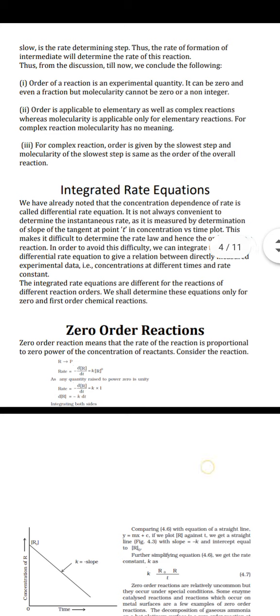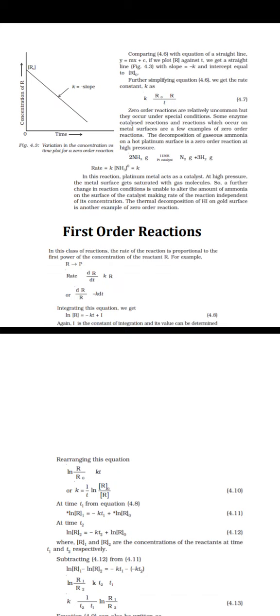Zero order reaction. A zero order reaction means that the rate of a reaction is proportional to zero power of the concentration of reactant. First order reaction. In this class of reaction, the rate of the reaction is proportional to the first power of the concentration of the reactant.